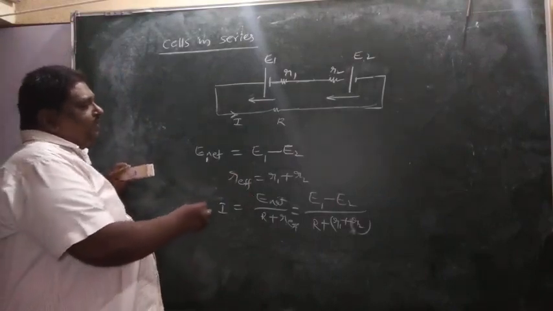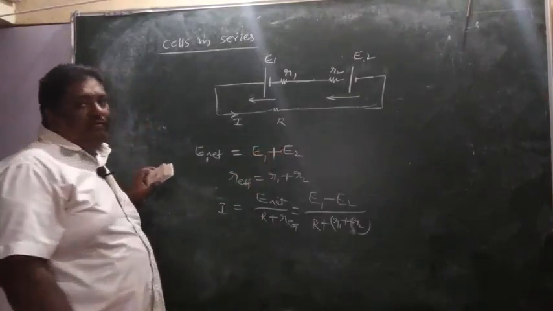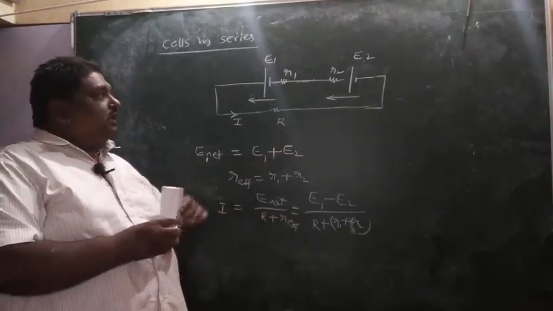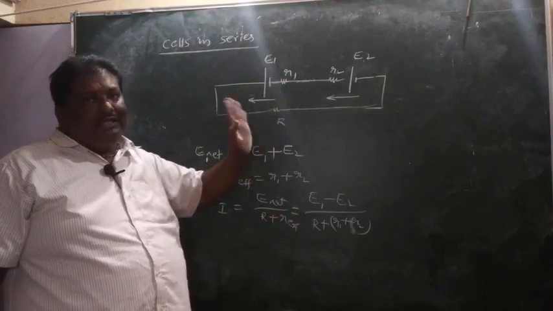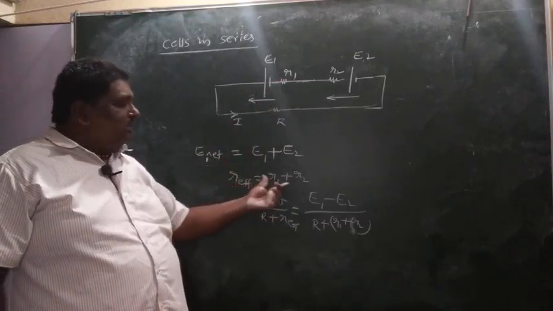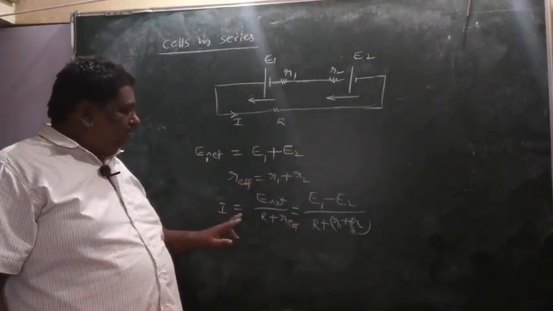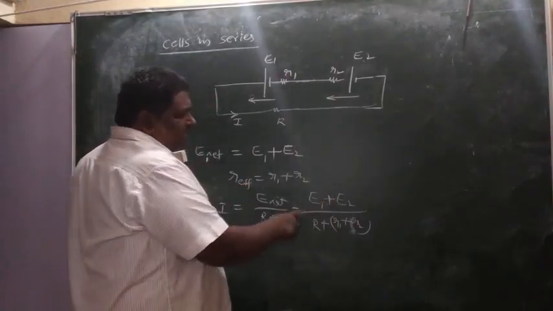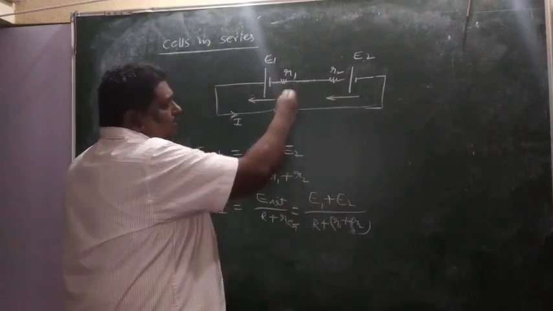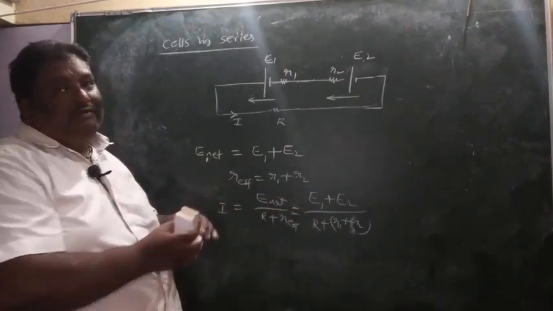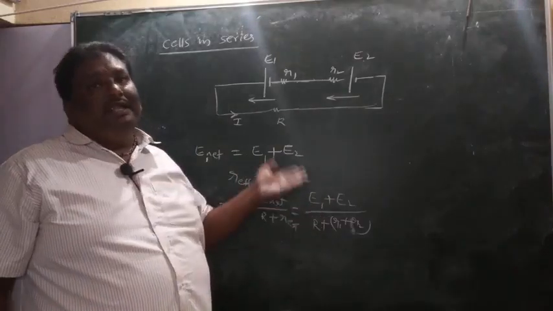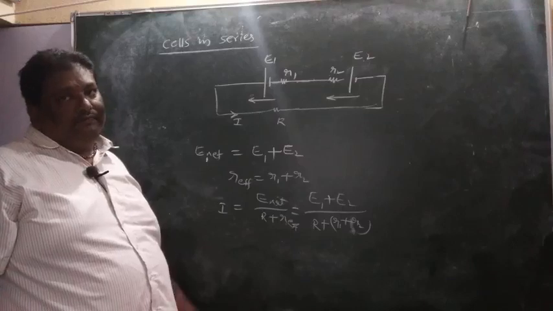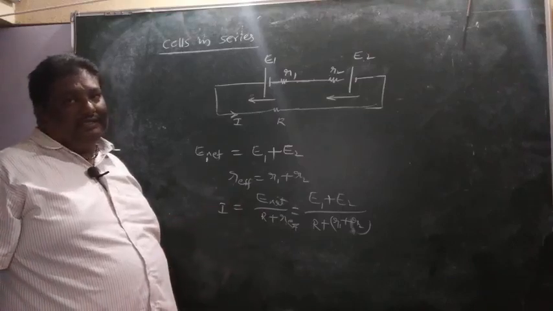Then total EMF is E1 plus E2. R effective is R1 plus R2. So cells supporting or opposing, that is not a criterion. Resistance is always added up. So what is the current? Net voltage by total resistance. Net voltage how much? E1 plus E2. Both are supporting. Supporting means E1 plus E2. Opposing means E1 minus E2, by R plus R1 plus R2. We have to take it like this.